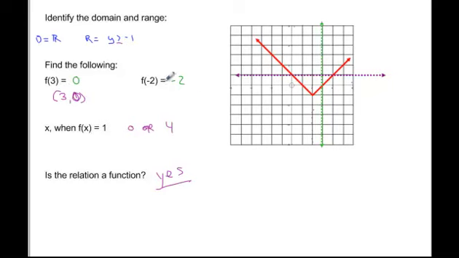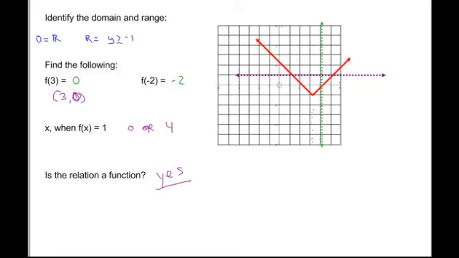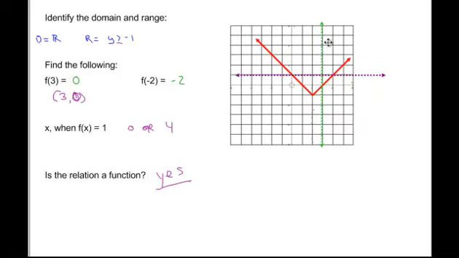3 over, 0 up. And if I move my vertical line so that x is equal to negative 2, there's my x. It equals negative 2. So I would have this point right here. And if I plotted that point starting at the origin, it'd be 2 to the left and 1, 2, 3 up. Okay, that should be a 3.